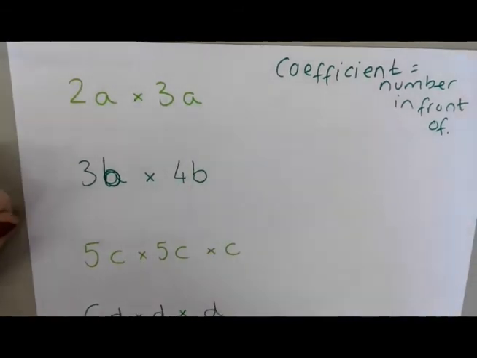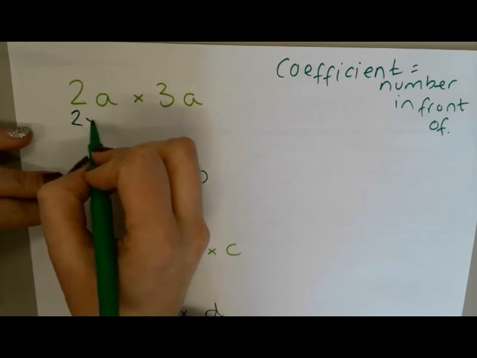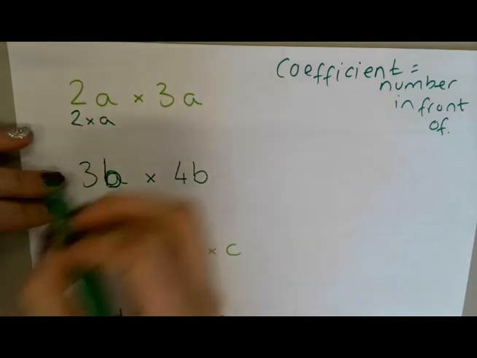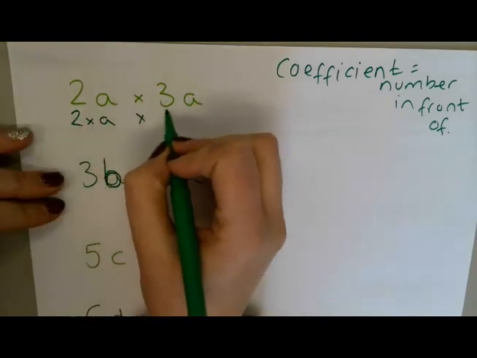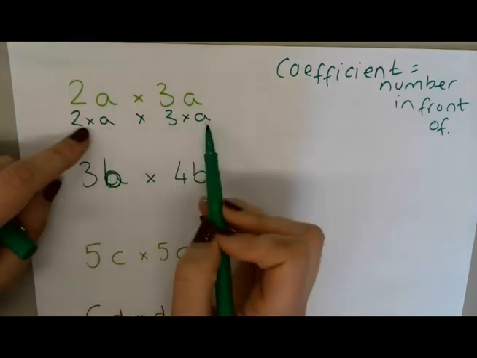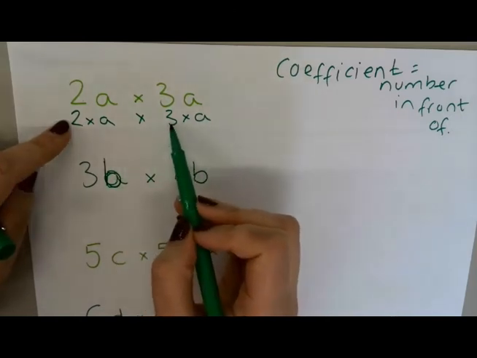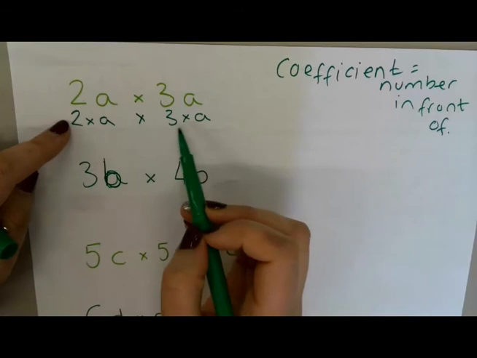So what we've really got is 2 lots of a. So this is actually the same as 2 multiplied by a. And this is the same as 3 multiplied by a. So you don't have to write this step out every time, but it shows us that we're just multiplying a load of things together, so you can multiply it in whatever order you like.